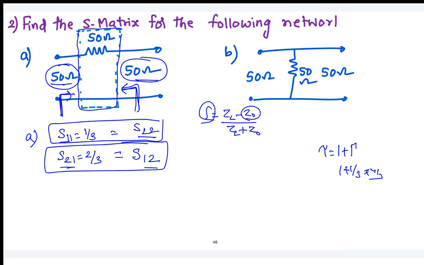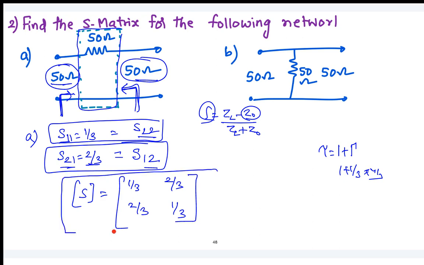Next thing. If you put it in the S matrix, what is the final answer? S11 and S22 are both the same, which means that the diagonal elements are 1 by 3. And when you take the other diagonal pair, it will be 2 by 3. So this is your S matrix. Can you do the next one now?